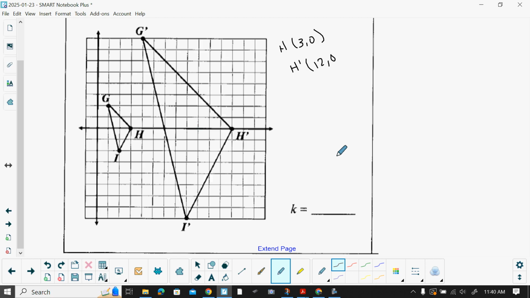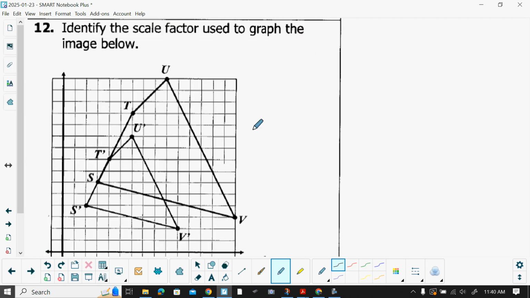So that's a times 4, 3 times 4, 0 times 4, 0, right? So it's a times 4 situation. So your scale factor would be 4. You could have picked any of these points. For me, I just pick one that seems easiest to me. And you just look at one change, okay? Which brings us to this last one here.